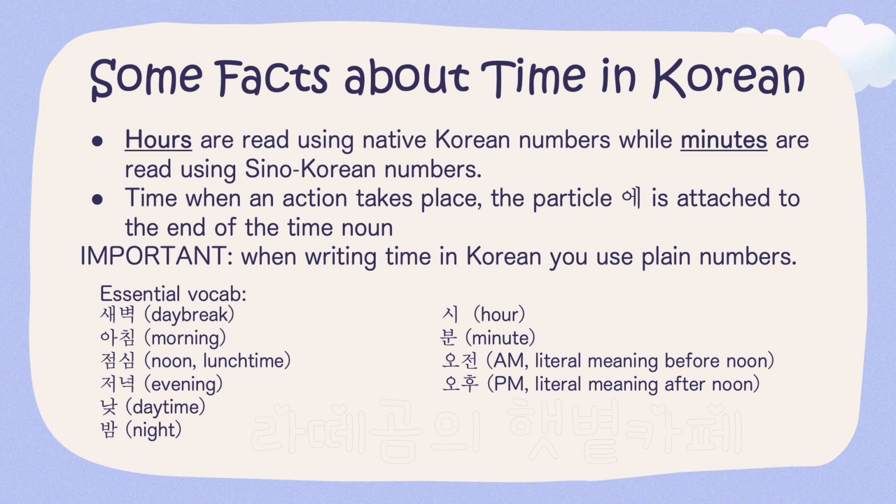And here at the bottom, we have some essential vocabulary for when you're talking about time. So we have 새벽, which is daybreak, very early morning. 아침, morning. 점심 is noon or lunchtime. 저녁 is evening. 낮 is daytime. 밤 is night. And then on the right-hand side, we have 시, which is hour, 분, which is minute, 오전, which is AM, or literal meaning is before noon, and 오후, which is PM, or literal meaning after noon.